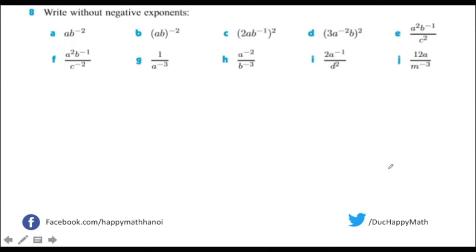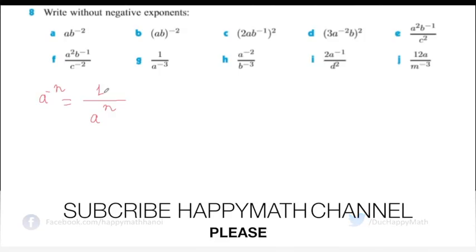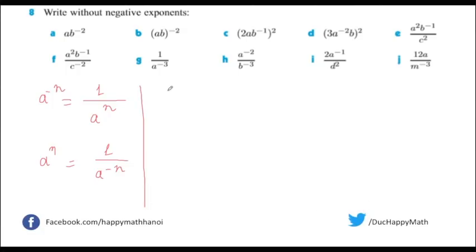Exercise H, rewriting without negative exponents. As I say, if you want to change from a negative power to a positive power, change position from up to down. The denominator becomes the numerator, or the numerator becomes the denominator. Like here.